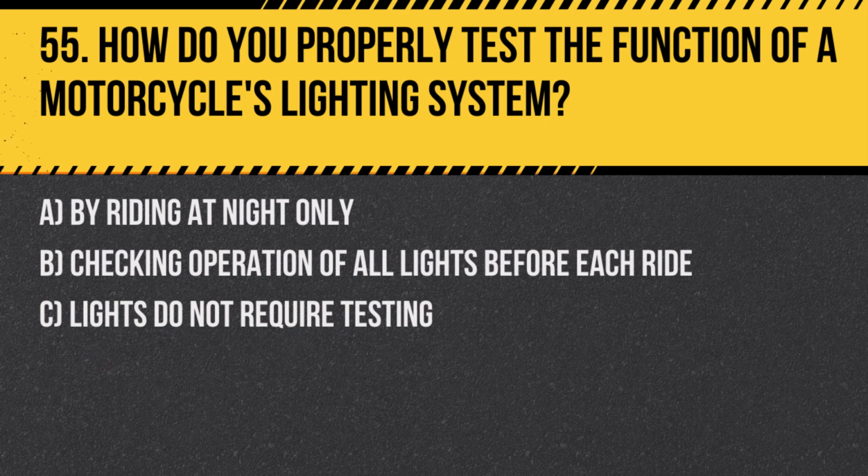Question 55. How do you properly test the function of a motorcycle's lighting system? A. By riding at night only. B. Checking operation of all lights before each ride. C. Lights do not require testing. Answer: B. Checking operation of all lights before each ride. Regular checks ensure all lighting components function properly for safe riding.